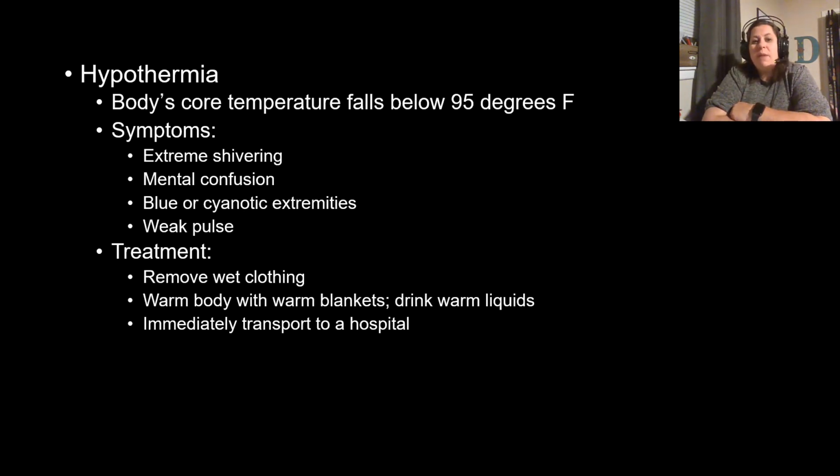We need to warm the body with warming blankets, have the patient potentially drink warm liquids as well so we can warm them from the inside, and then immediately transport them to a hospital.